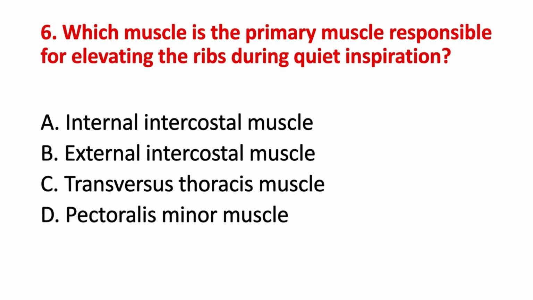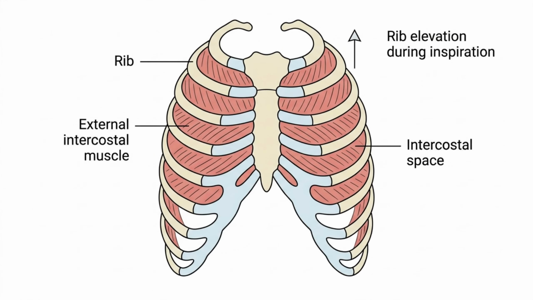The correct answer is B, external intercostal muscle. The external intercostal muscles are the many muscles of the thoracic wall that assist with quiet inspiration. Looking at the diagram, these muscles are located between adjacent ribs. When they contract, they pull the ribs upward and outward, increasing the volume of the thoracic cavity and allowing air to enter the lungs.